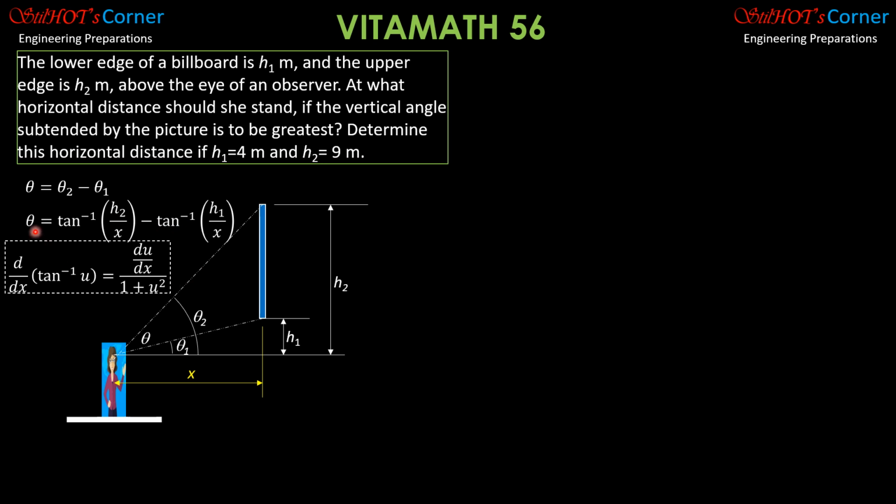So I'm now maximizing theta by differentiating it. And remember, d theta dx is the slope of the tangent to the curve. So at the maximum point, the tangent is horizontal. That means d theta dx, the slope of the tangent at the maximum point, is 0. So that's why after we differentiate this expression, we equate it to 0.